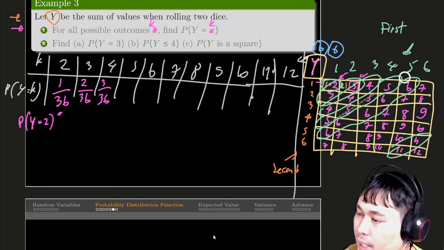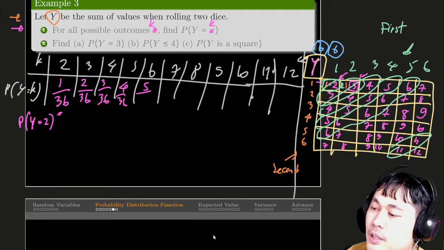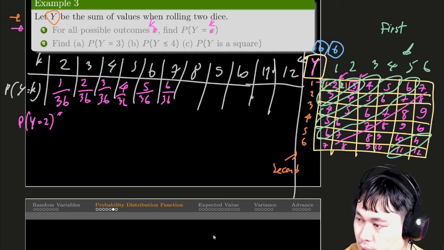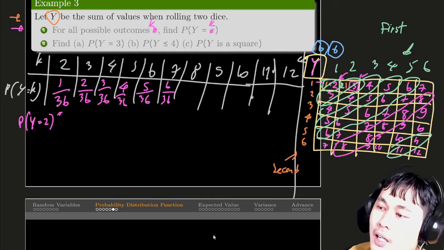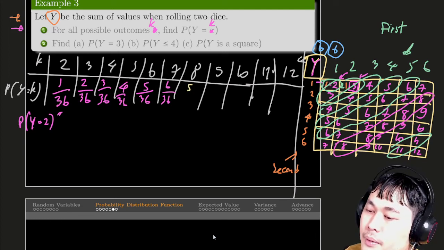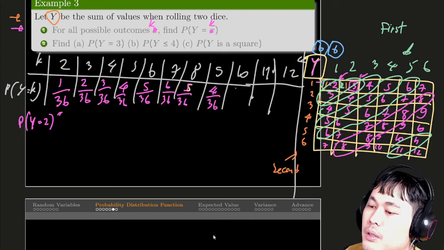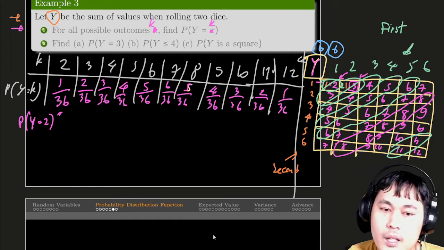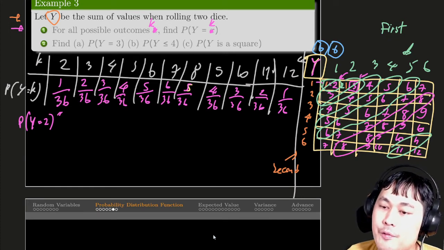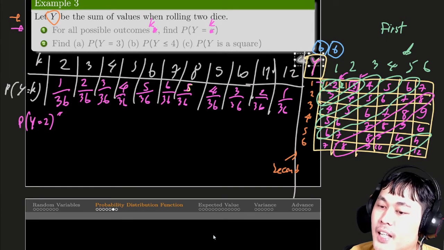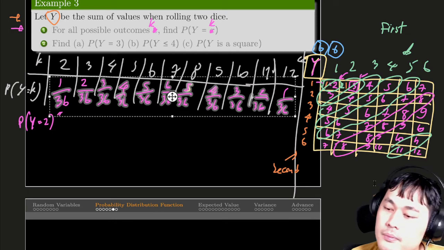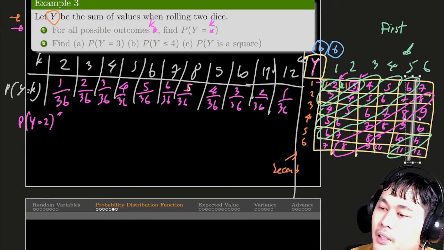That's 3. And then for 5, there are 4 cases. For 6, there are 5 cases. For 7, that's 6 cases. For 8, right now we get to the smaller diagonal, the lower right half. That drops down to 5, then we have 4, then 3, then 2, and then 1. But that's the first question. For all the possible values of the sum, we list the probability of those values.